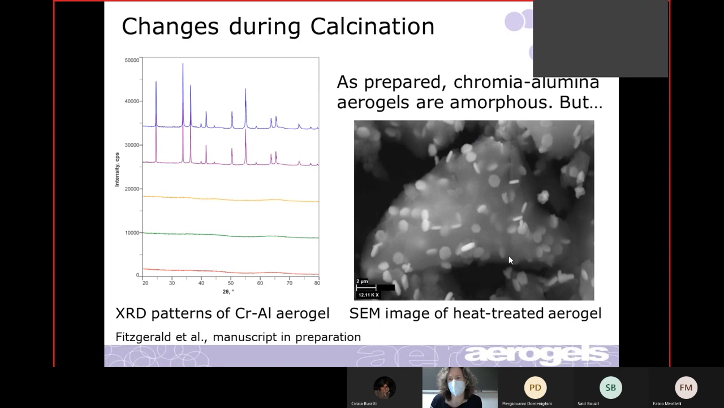So what has happened upon heat treatment, again, somewhere between 400 and 600 degrees C, is that we have started to form these crystals that then seem to be very stable upon higher heating. So significant changes can happen, and sometimes this is intentional and sometimes it's unintentional. So it depends on the application.